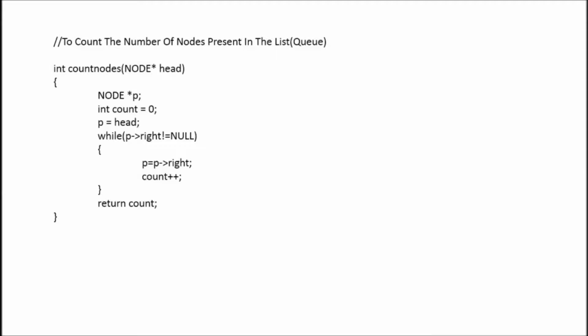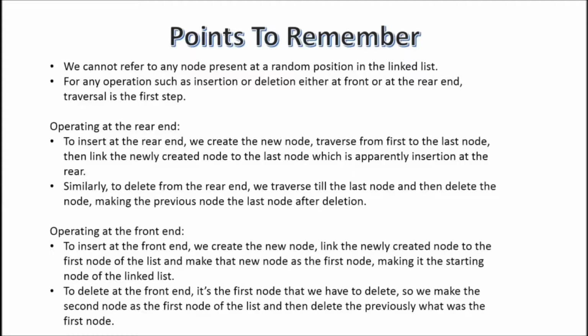It takes us one step right, and yeah, while p's right is not equal to null, p equals p's right, count plus plus. So whenever we encounter a node, we say count plus plus, and we traverse till the end of the linked list, till the last node, and then the loop terminates. Then it returns count. That will have the number of nodes present in the linked list. So next, these are the points to remember.